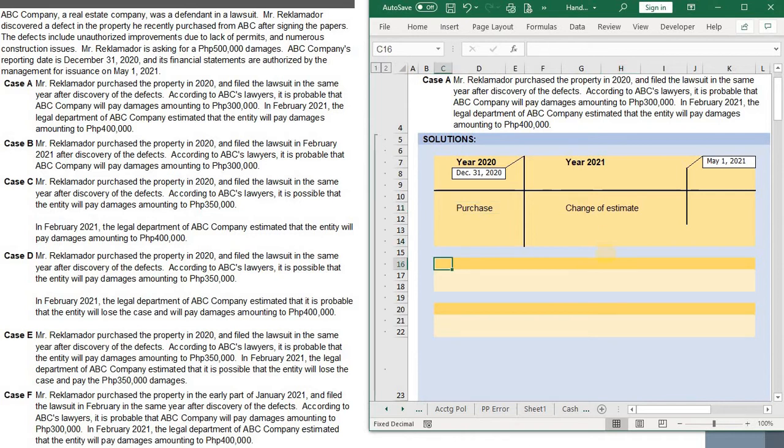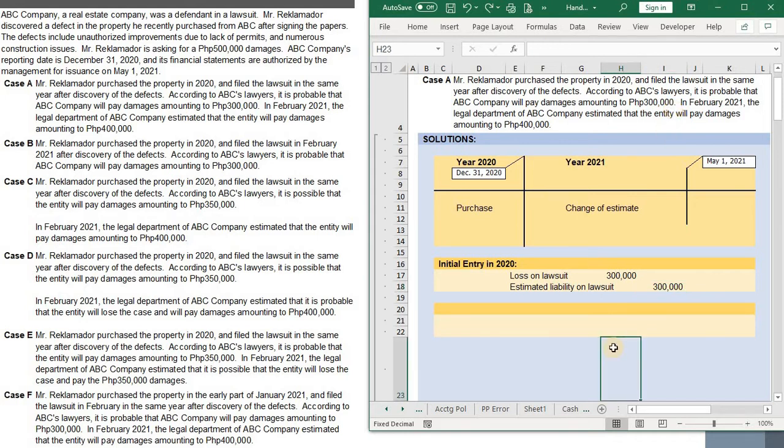So first, before we prepare the adjusting journal entry in 2020, let us first prepare the initial entry made in 2020. So the entry would be a debit to loss on lawsuit, which is 300,000 pesos, and credit estimated liability on lawsuit for 300,000 pesos. So this is based on the second sentence, which is according to ABC's lawyers, it is probable that ABC company will pay damages amounting to 300,000 pesos.